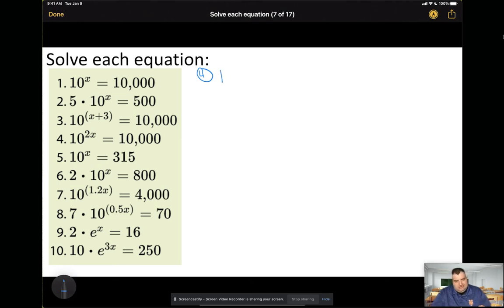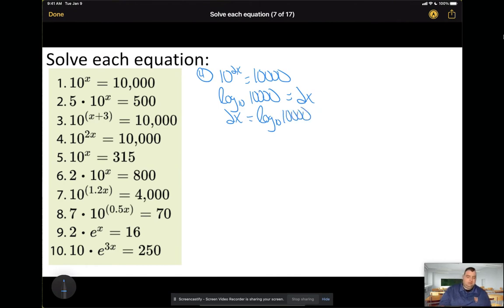10 to the power of 2x equals 10,000. My term with the exponent is isolated, so I could rewrite this in log form. This is going to be log base 10 of 10,000 is equal to 2x, since that's the exponent. So 2x equals log base 10 of 10,000.